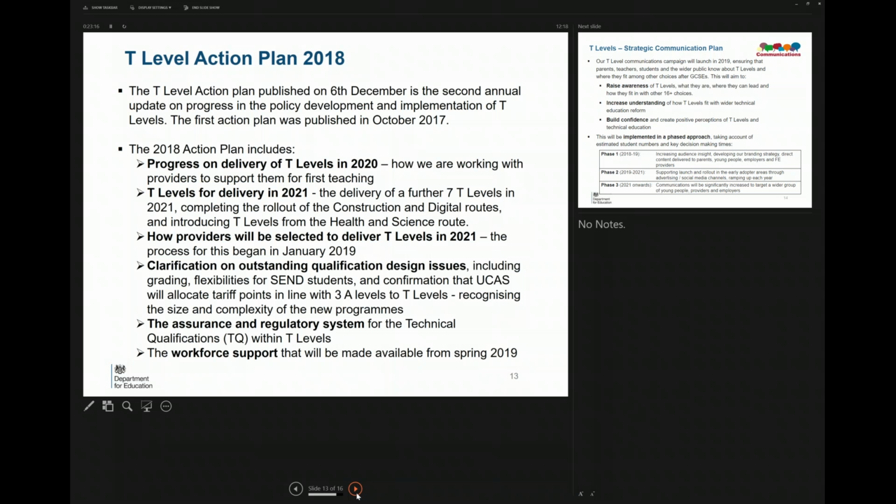On the 6th of December, we published an action plan which set out a bit more detail about some of the things that I've highlighted today, and also announced some further areas of clarification around bits of policy where we've been continuing to work through some of the details, including, for example, the arrangements around grading and confirmation that UCAS will allocate points for T-levels in line with 3 A-levels.